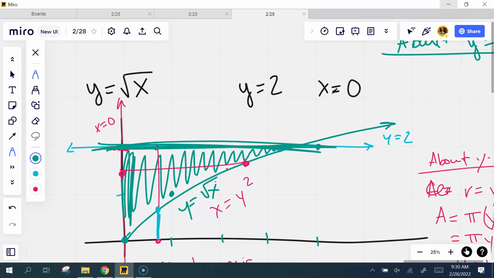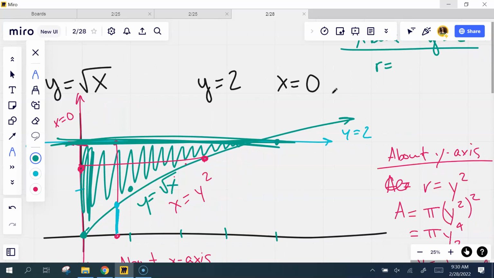Exactly. So what is your radius there? Well, if you're rotating parallel to the x-axis, then you're in terms of x. So what's your radius? Well, because you've got to get it, what is that length? Yes, the red part. 2 minus the square root of x.